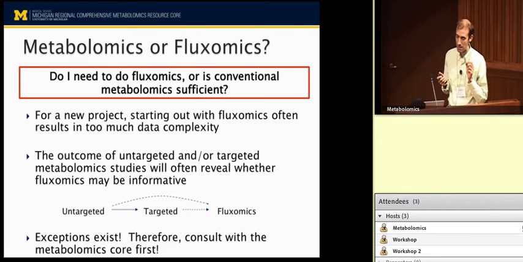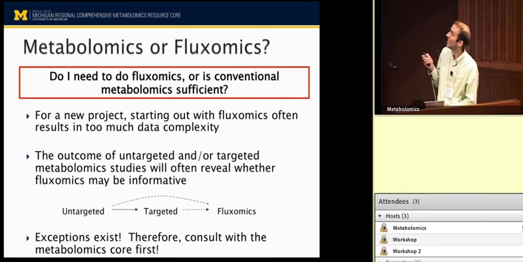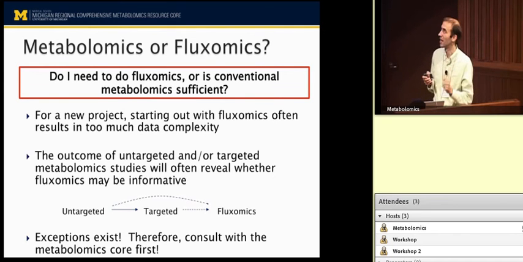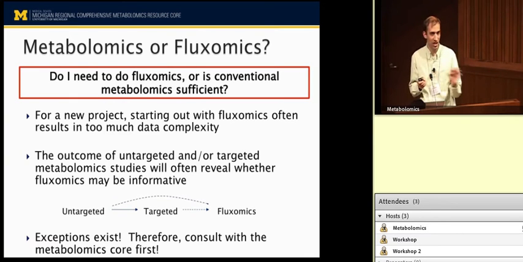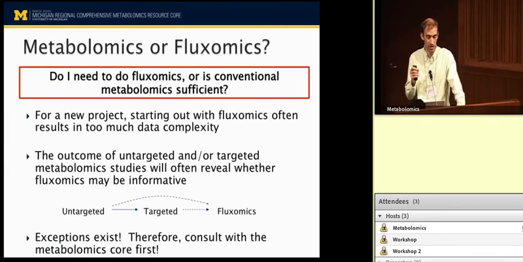But metabolomics and fluxomics. Okay, how do I choose? Do I need fluxomics, or is it good enough to start with conventional metabolomics? For a new project, I would submit that generally jumping right in with flux, unless you have some idea of what's going to happen, is going to be a little bit too complex. Start with conventional metabolomics first. Check to see if there are alterations as a first approximation. Talk with the core lab always. If there's a circumstance which pushes you towards flux right off the bat, we'll guide you in that way. But generally, that's going to give you simpler data.